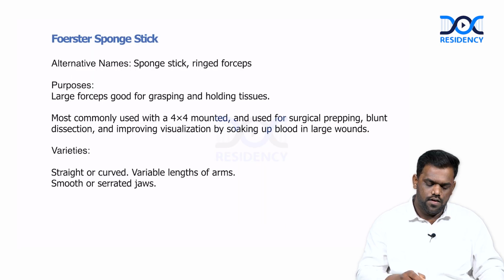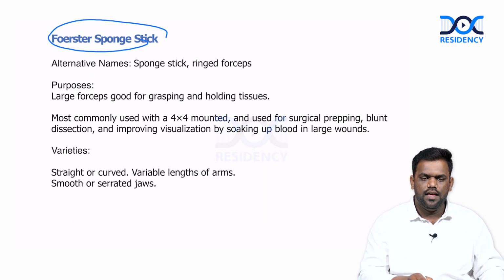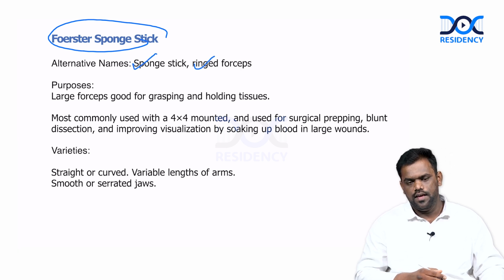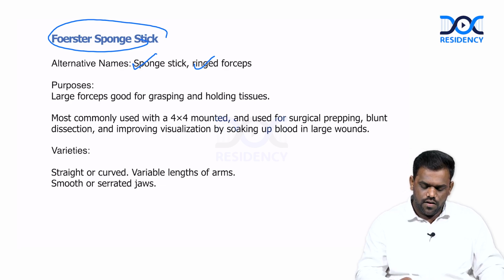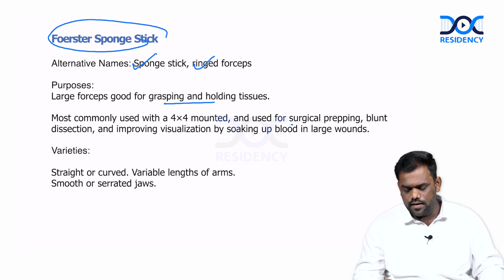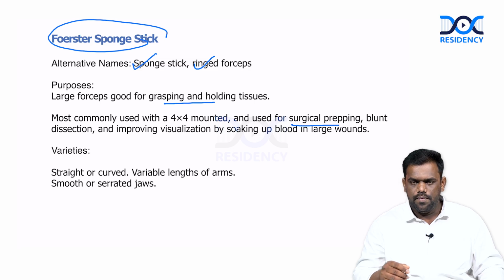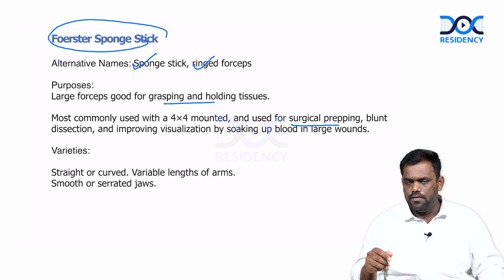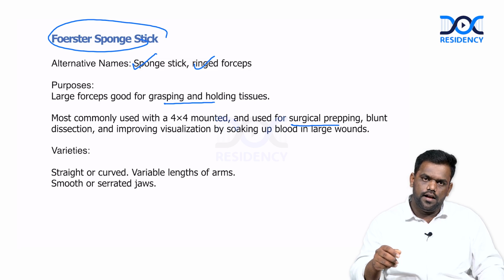This is your Foster sponge stick, also called a sponge stick or ringed forceps. The main purpose of this forceps is grasping or holding tissues. Most commonly it is used with a mounted 4x4 gauze for surgical preparation or prepping. While draping, you can hold the gauze piece using this Foster sponge stick, and we can easily drape that area.